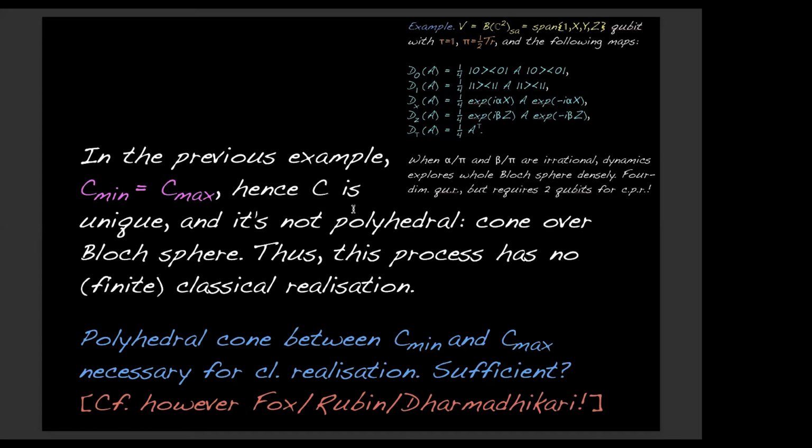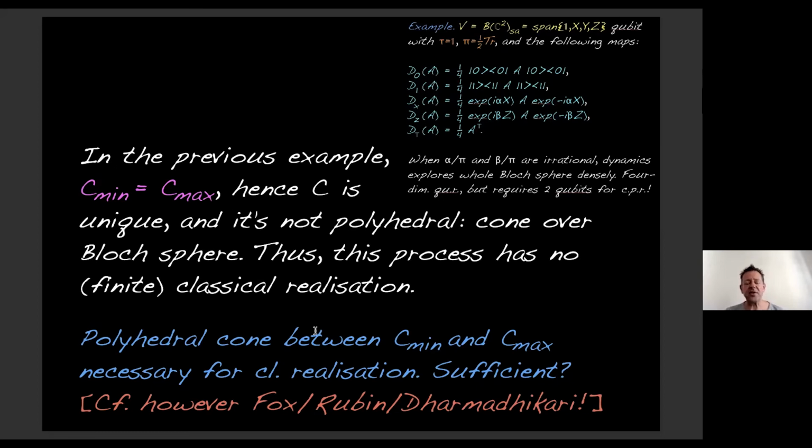Why? Because if a classical realization exists, then a cone can be constructed which is a polyhedral cone, and at the same time stable under the set of maps. And this is simply not the case here. We have a sphere, a spherical cone with infinitely many extremal rays. And so this is a process that can be written down very simply. It can be seen from quantum mechanics that it has positive probabilities, but it's not realizable classically.